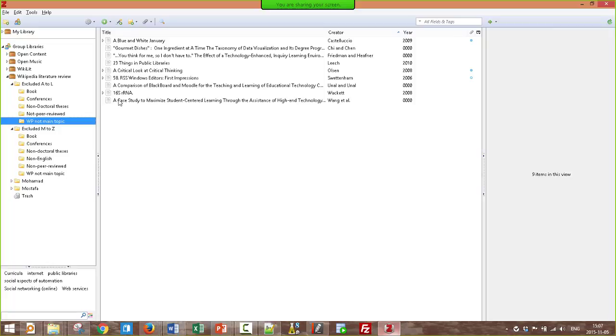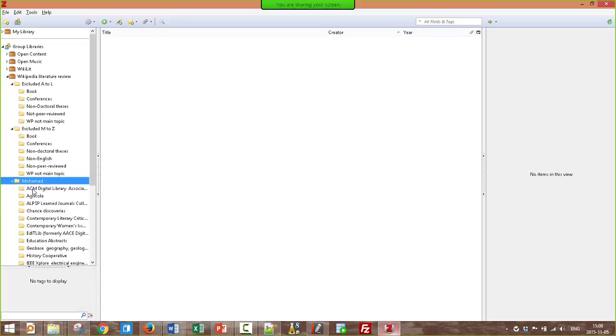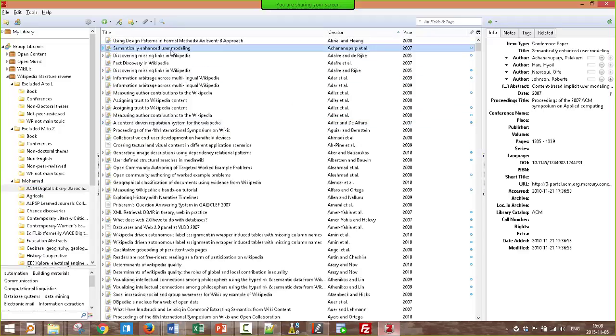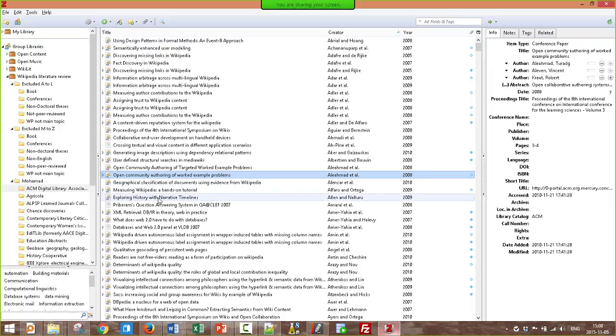And then finally, here are some articles where Wikipedia was mentioned and came up, but when they looked at it, really that article was not about Wikipedia, so it's excluded there. So that's an example of what I mean. So going through all the articles, reading the abstracts and the titles and so on, they eventually found that some of them do not apply, and so they put them in these different excluded categories.